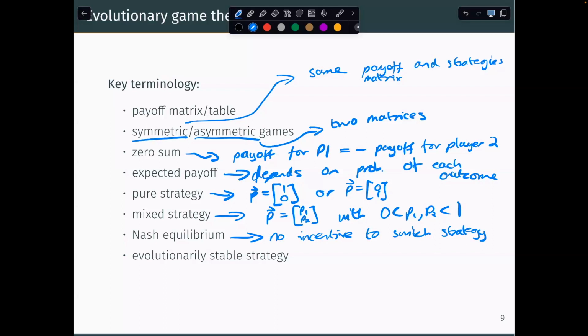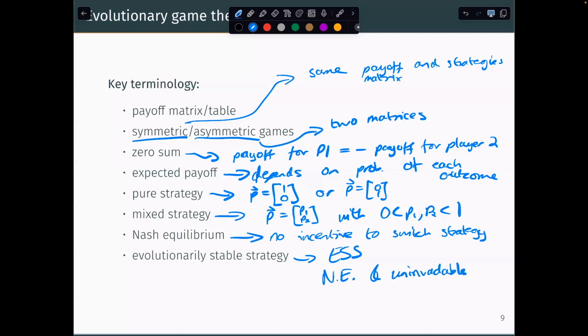We also met this evolutionarily stable strategy as well, or ESS. In the case of our symmetric games, remember when we got to asymmetric games, this concept broke down and didn't really make any sense anymore. An ESS is essentially a Nash equilibrium that is uninvadable.